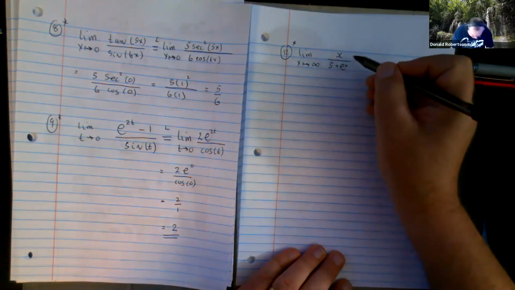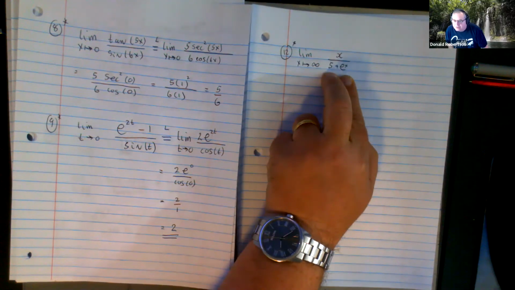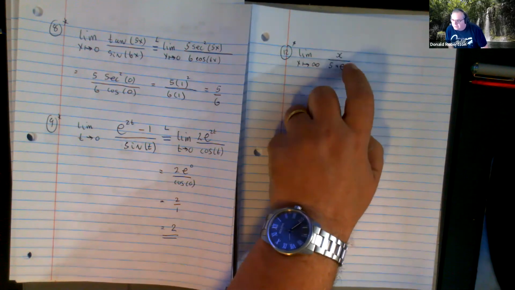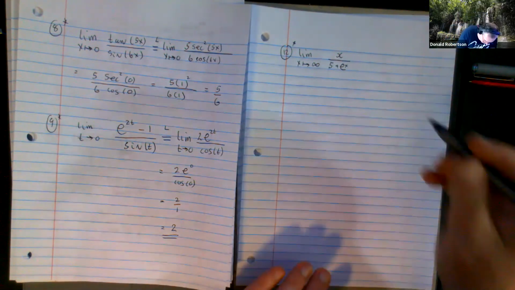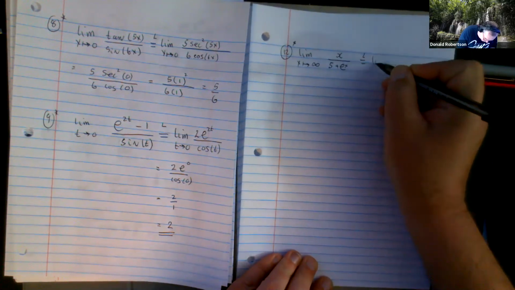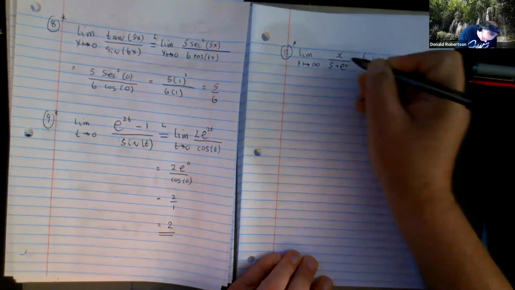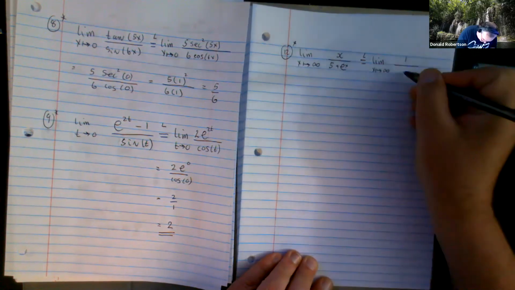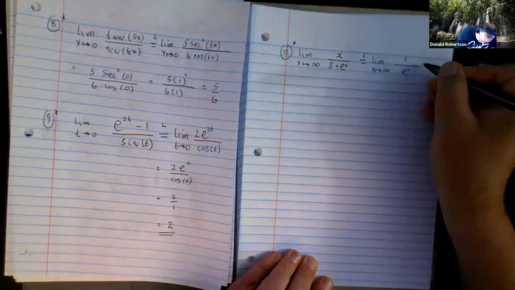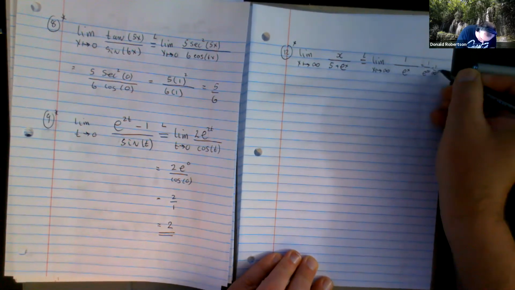Now, if you plug infinity in, would you agree x is infinite and e to the infinity is infinity? Isn't this an infinity over infinity version of indeterminate form, right? So I can do L'Hopital on it, and it becomes the limit as x tends to infinity. If you differentiate x, you get 1. If you differentiate this guy, you get e to the x. You can then plug infinity in. And 1 over infinity is 0.